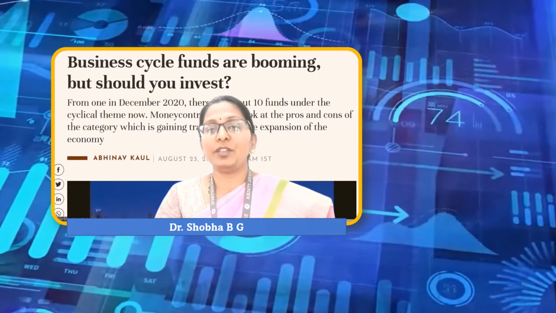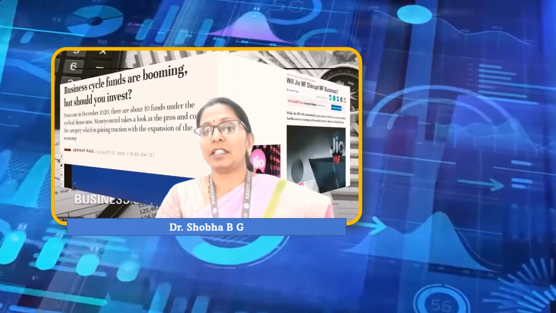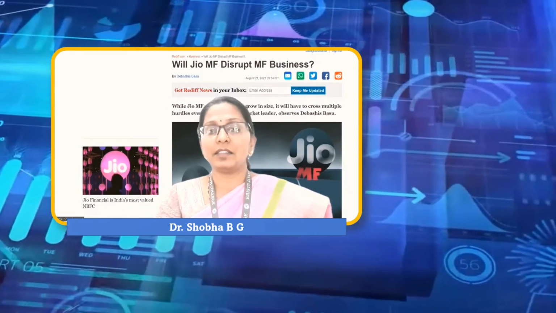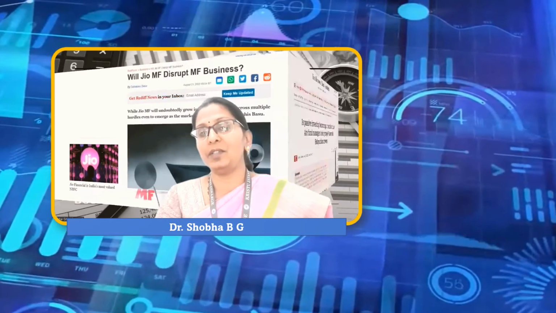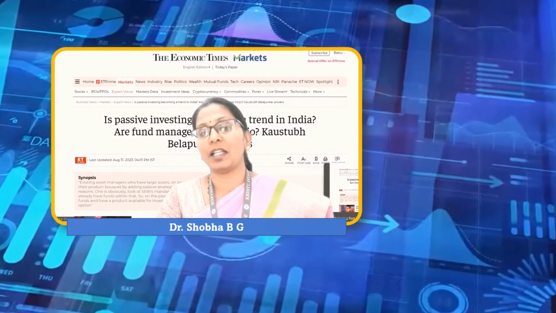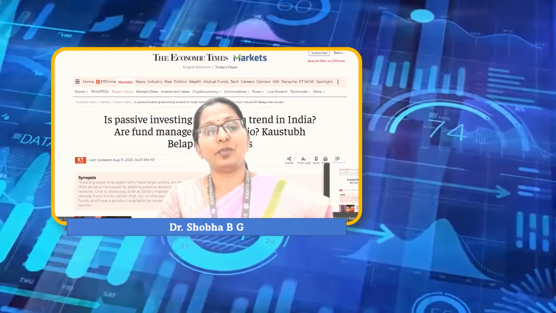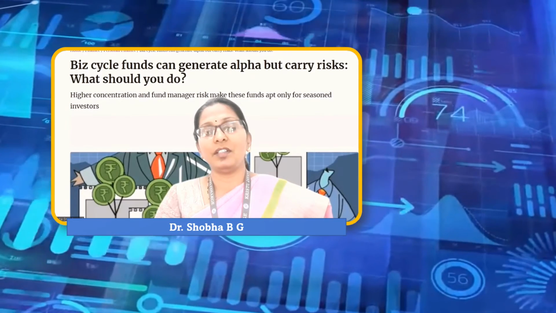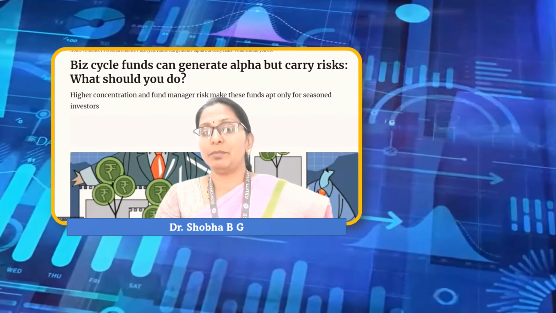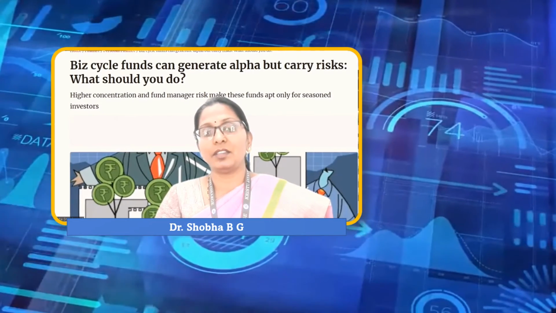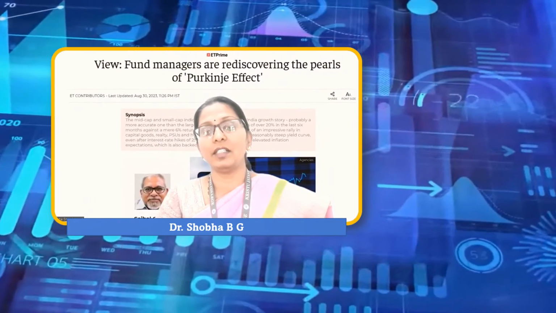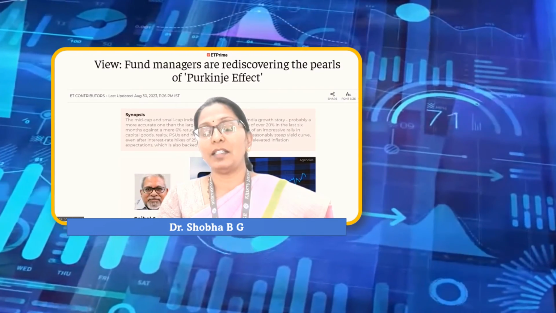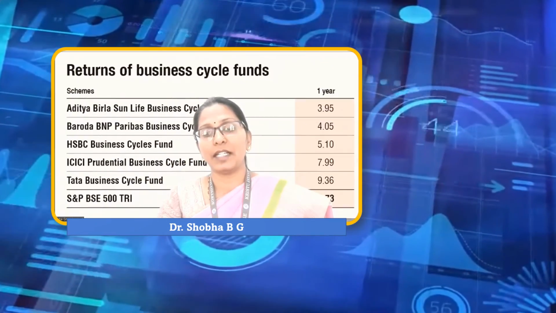However, it is important to note that these funds can be more volatile than other types of mutual funds, as their performance is closely tied to the economic cycle. As such, they may not be suitable for all types of investors. Before investing in a business cycle fund, it is important to do your research and carefully evaluate the fund's investment strategy, historical performance, the fund manager, and the fees charged.